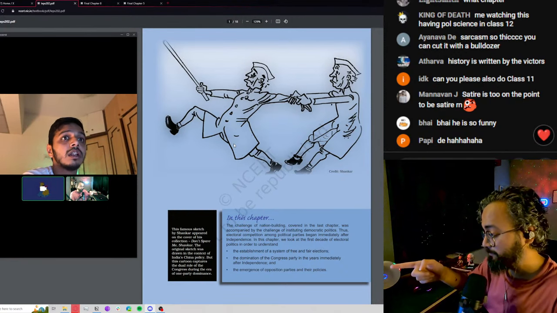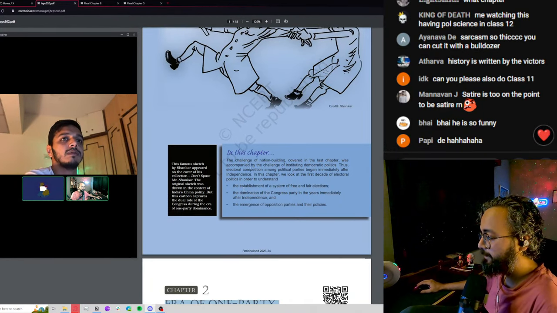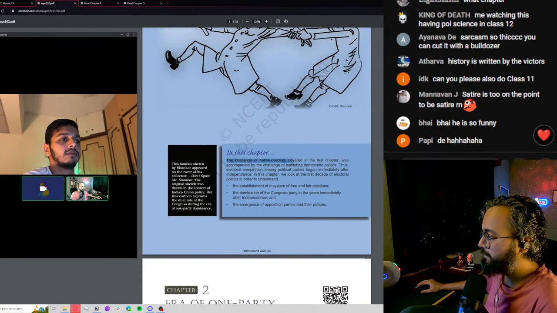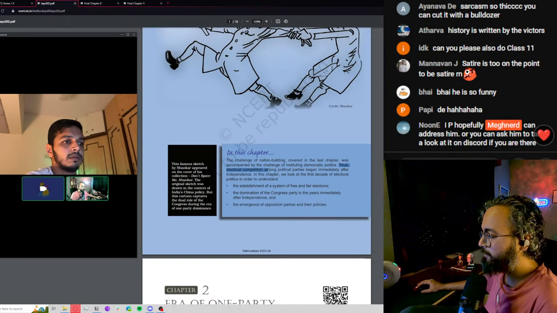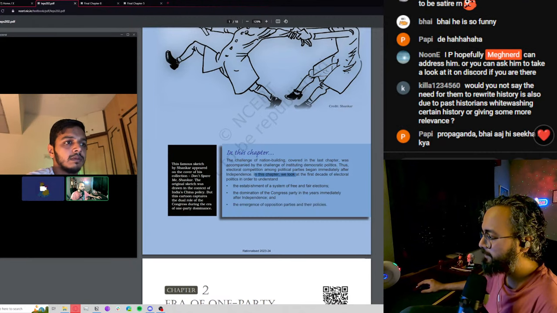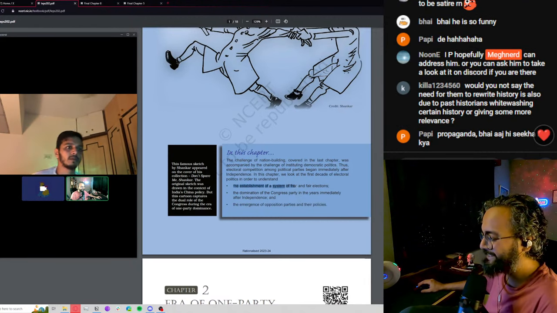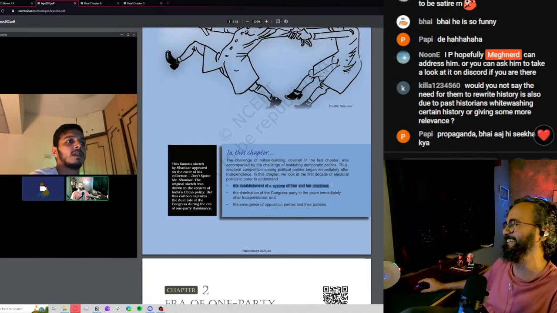But in this chapter, essentially, they're saying the challenge of nation building covered in the last chapter was accompanied by the challenge of instituting democratic politics. Thus, electoral competition among political parties began immediately after independence. In this chapter, we'll look at the first decade of electoral politics in order to understand the establishment of a system of free and fair elections. Hilarious.